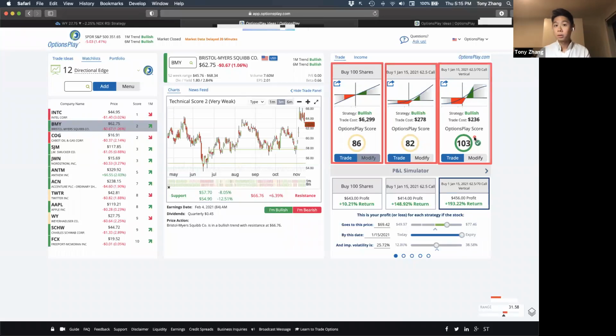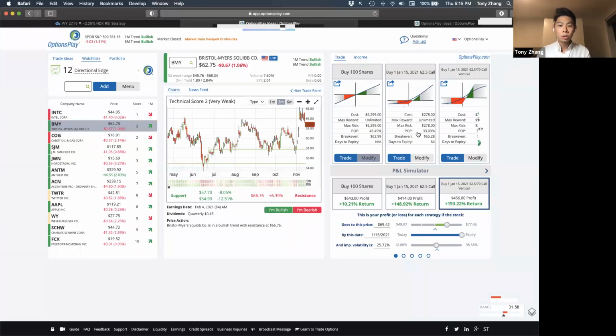The score is referring to the risk to reward ratio. So most platforms will give you something like this. You see how it says max reward here is unlimited, max risk, 6,287. Here's a max reward of 514 versus max risk of 236. If you were looking at these three strategies side by side, which one gives you a better risk to reward ratio? The answer is you can't tell because they're completely different. You're comparing apples to oranges.